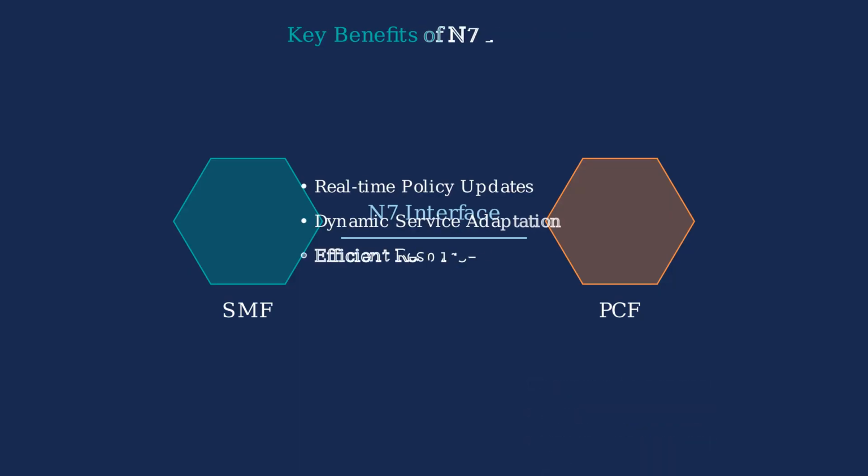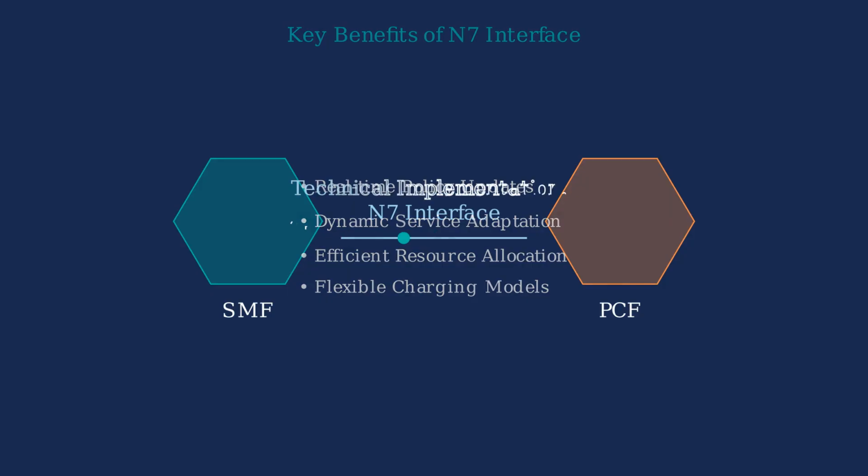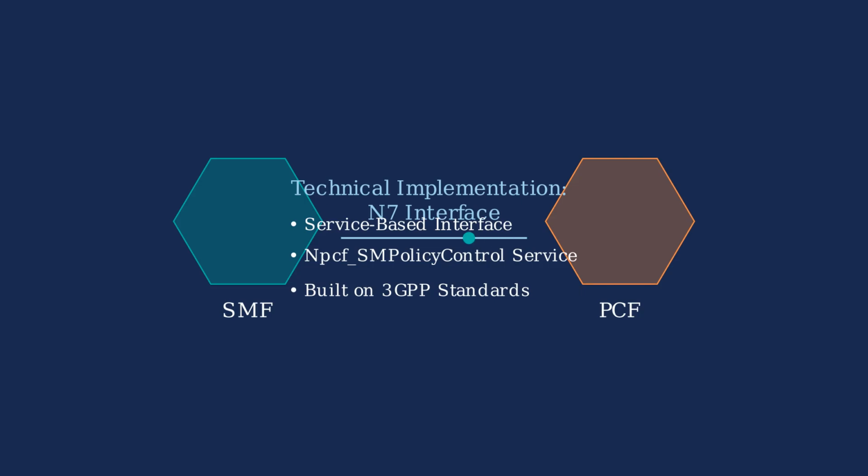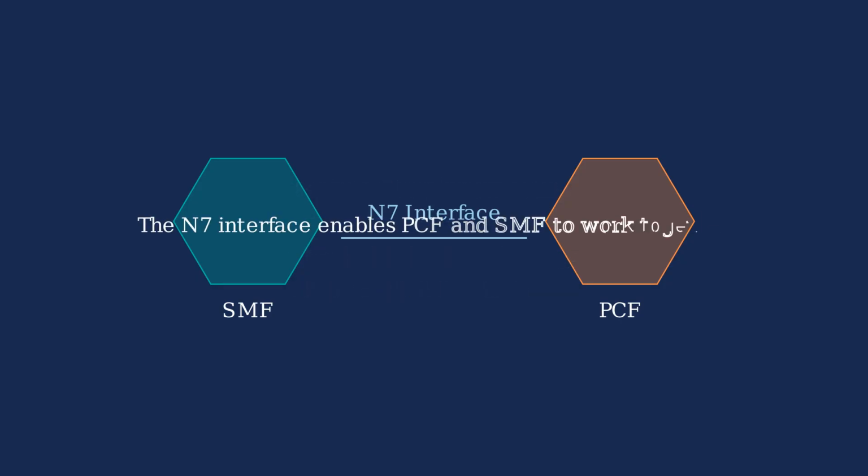The N7 interface provides several key benefits, including real-time policy updates, dynamic service adaptation, efficient resource allocation, and support for flexible charging models. Technically, the N7 interface is implemented as a service-based interface known as Npcf_SMPolicyControl, built on 3GPP standards for 5G networks. In summary, the N7 interface plays a crucial role in enabling the PCF and SMF to work together effectively, forming the backbone of policy control in 5G networks.